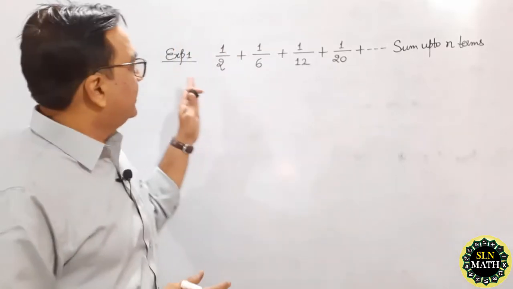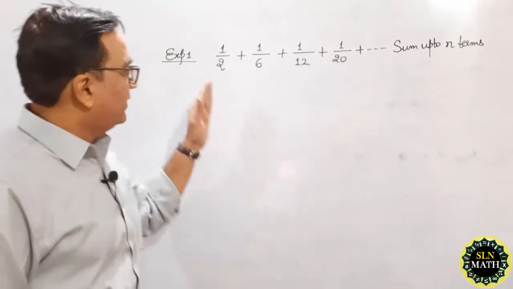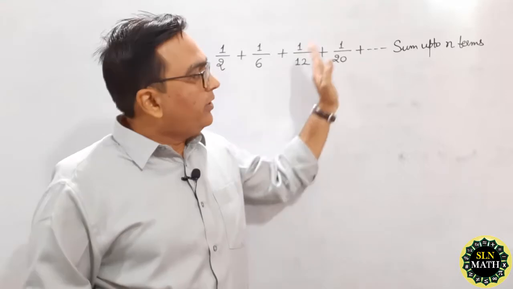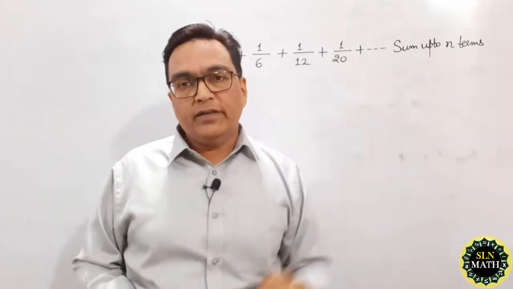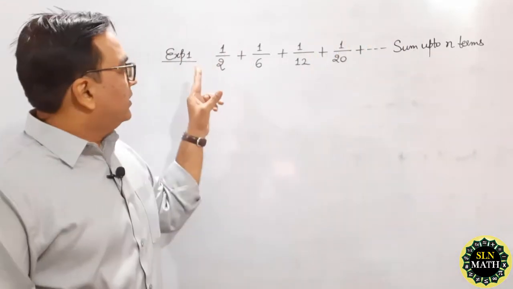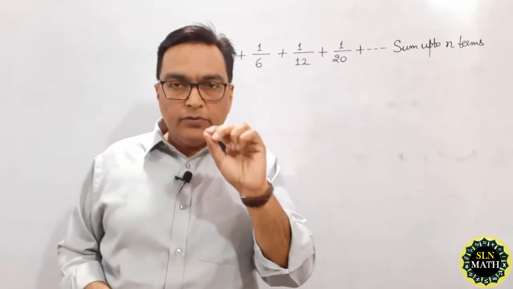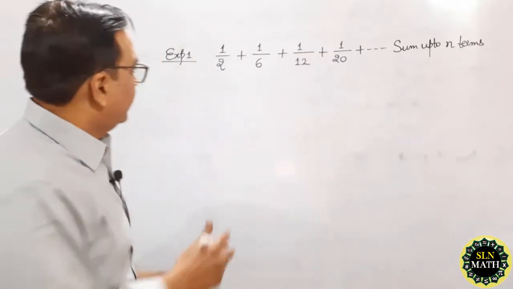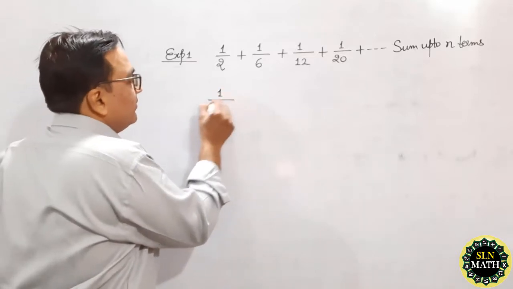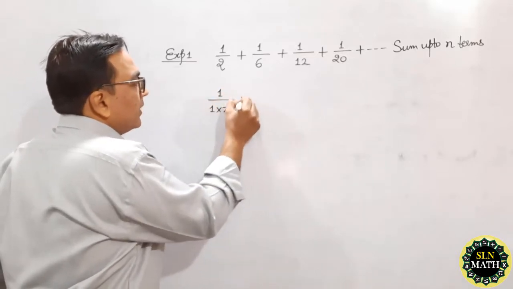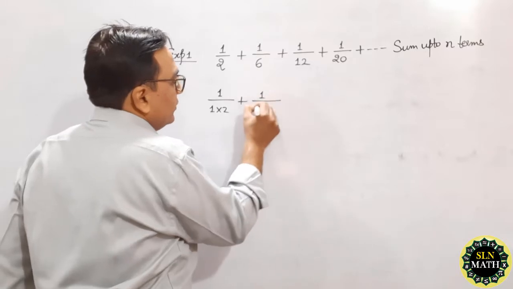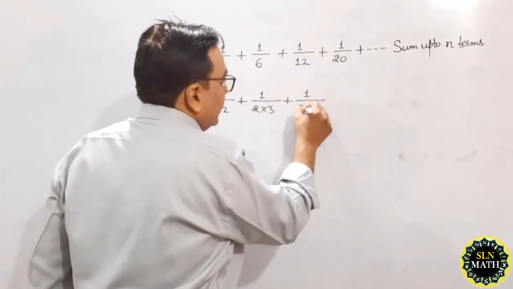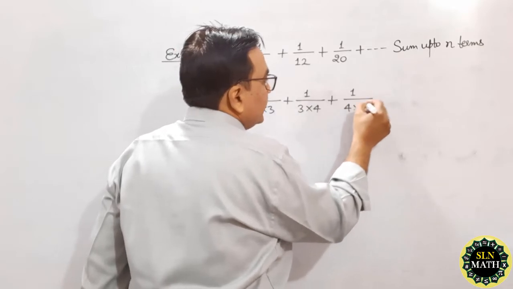Here is a series. The series is given like this: 1 by 2 plus 1 by 6 plus 1 by 12, and we are asked to sum up to n terms. Now here the denominator part, if you look at those parts closely, what you will see here, that denominator we can write something like this, and similarly this 6 also we can write like this, 12 we can write. So we are factorizing.